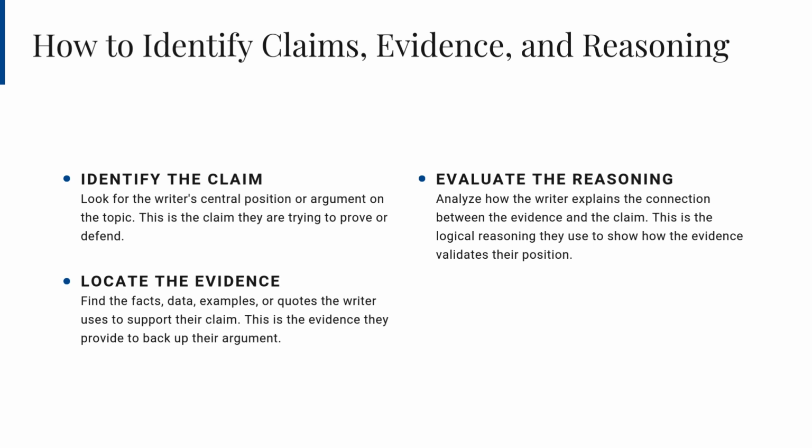To critically evaluate any argument, you need to identify the claim, evidence, and reasoning. Start by identifying the claim, which is the writer's central position or argument. Next, locate the evidence. This could be facts, data, quotes, or examples that support the claim. Finally, evaluate the reasoning, how the writer explains the connection between the evidence and the claim. This process allows you to assess the strength of an argument and determine whether the evidence truly supports the claim.